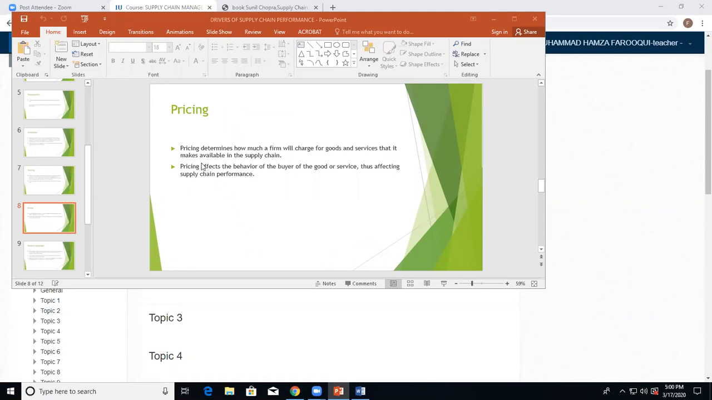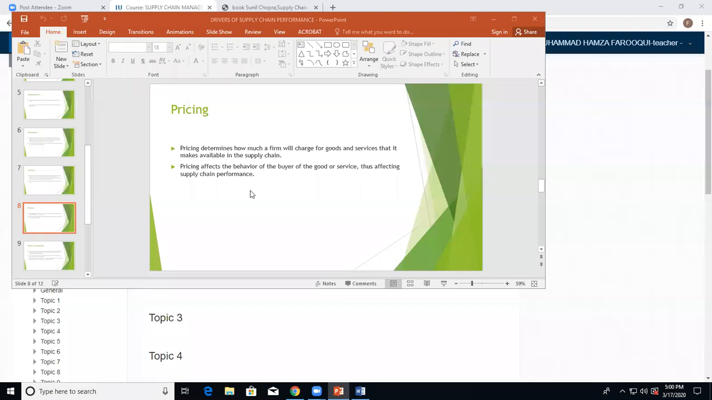The pricing determines how much a firm will charge for goods and services that it makes available in the supply chain. Prices affect the behavior of the buyer of the goods and services, thus affecting supply chain performance. Again, it is very important. For example, if one of your customers, you are part of the logistics company, TCS or OCS or UDL or any other company, these companies give the differential price.